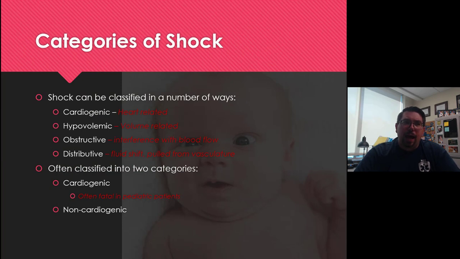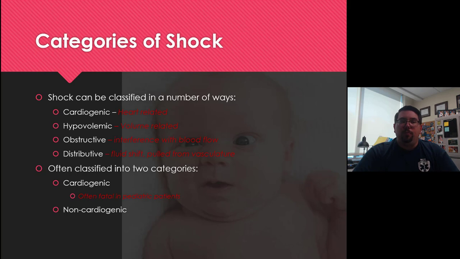Let's now look at the categories of shock that you will be dealing with. Now remember, shock can be classified in a number of different ways. These include cardiogenic shock, which is heart-related or pump-related issues, and hypovolemic shock, which includes lack of volume, lack of fluid, lack of blood. Obstructive shock is something that's going to interfere with blood flow. That could be a compression issue, or a pulmonary embolism, or even airway obstructions for that matter.